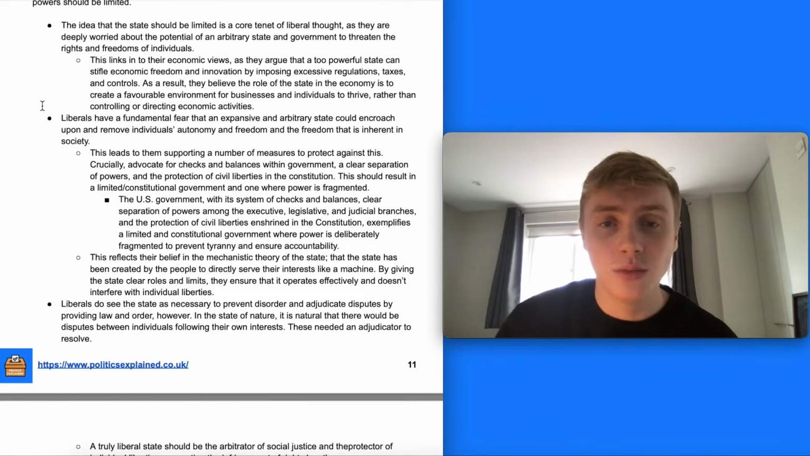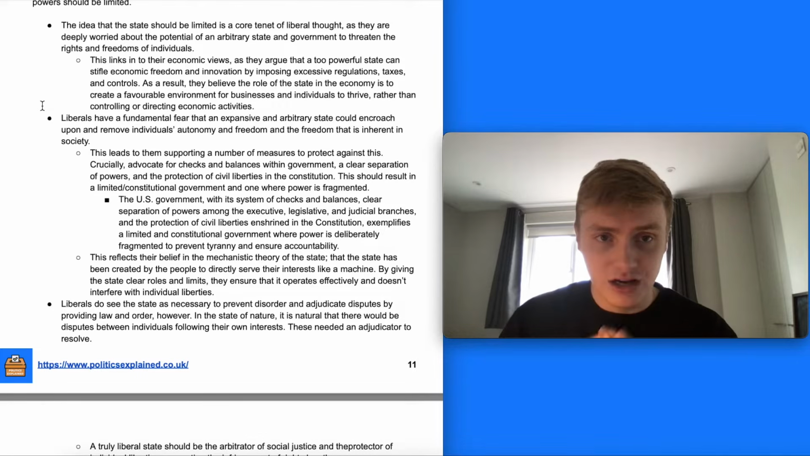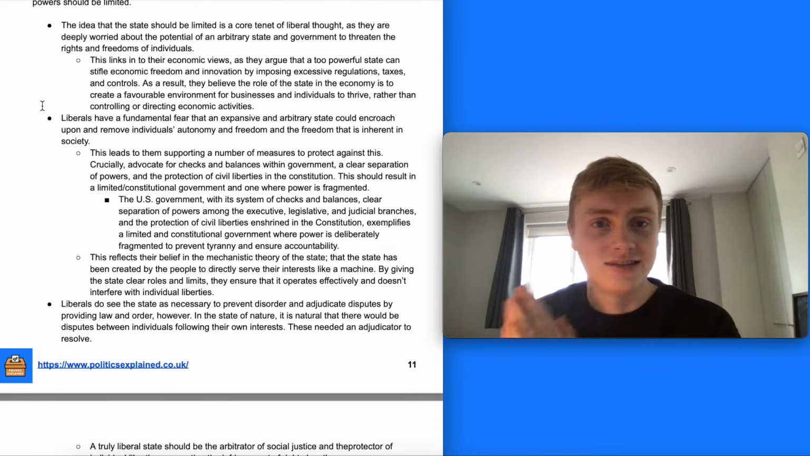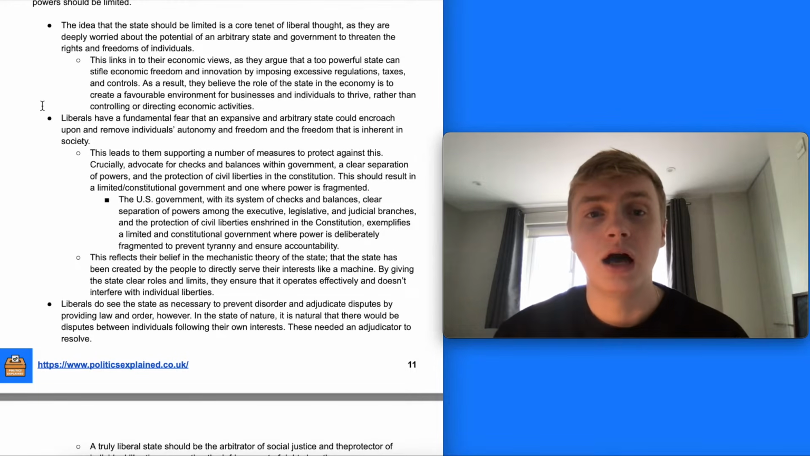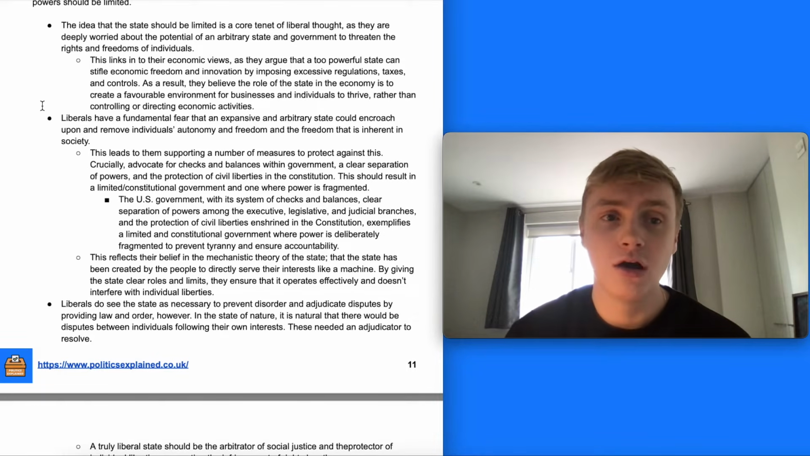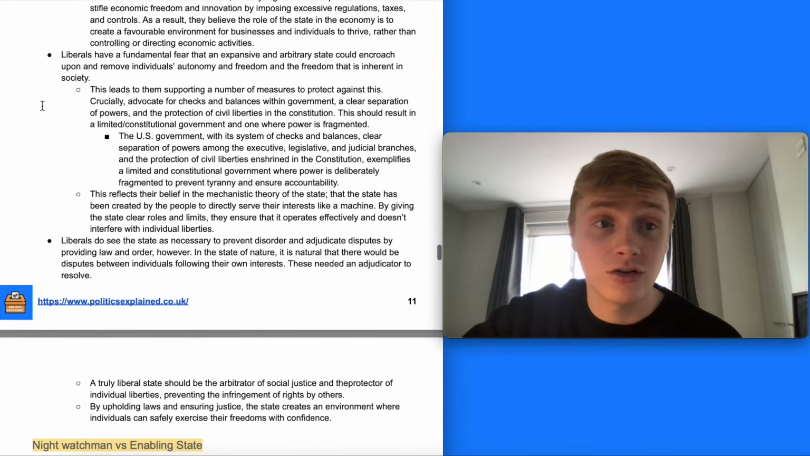And this links in with their economic views, as they argue that a too powerful state can stifle economic freedom and innovation by imposing excessive regulation, taxes, and controls. As a result, they believe that the role of the state in the economy is to create a favourable environment for business and individuals to thrive, rather than controlling or directing economic activities, as socialists argue.